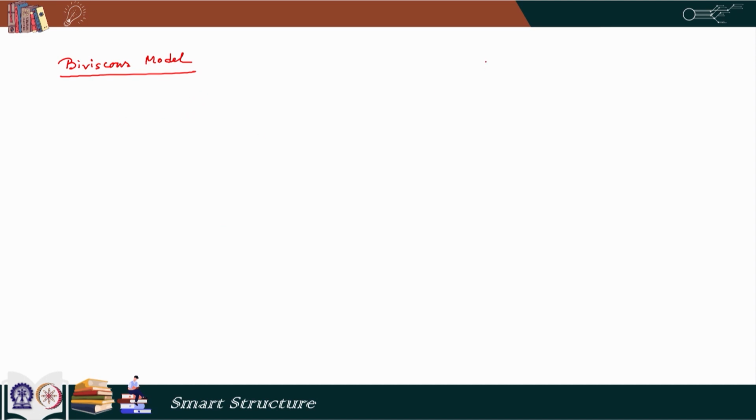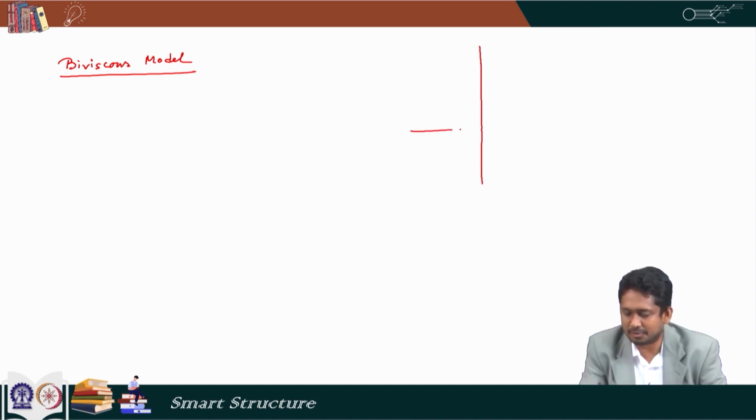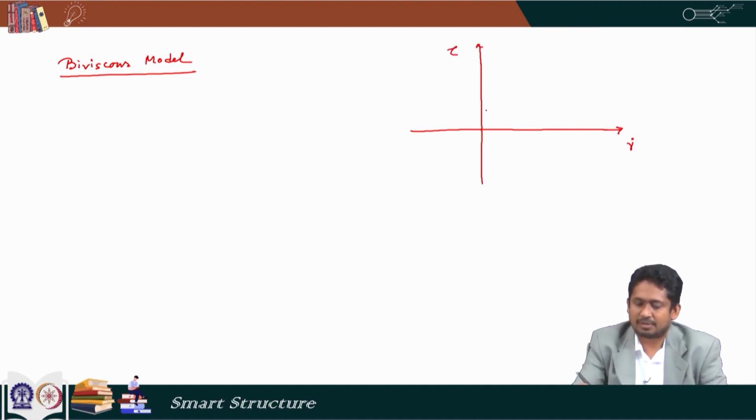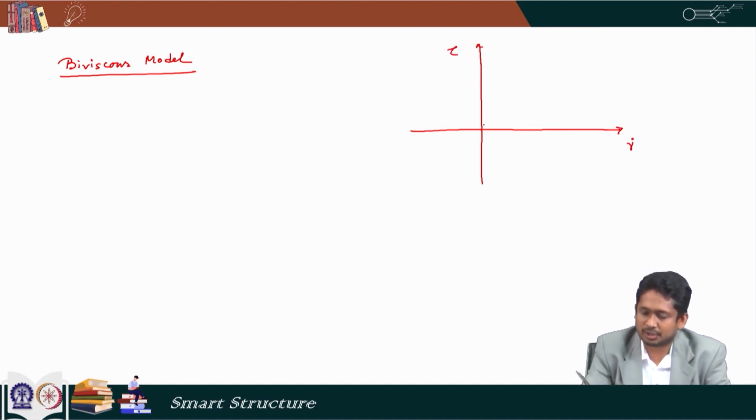Biviscous model considers a finite viscosity even before the fluid yields. So, previously in the diagram we showed that until and unless the material yields, there is no flow. That means the slope of this graph was infinite. Biviscous model says that it does not have to be infinite, there is a finite viscosity, although of very high value, till we reach the yield stress.